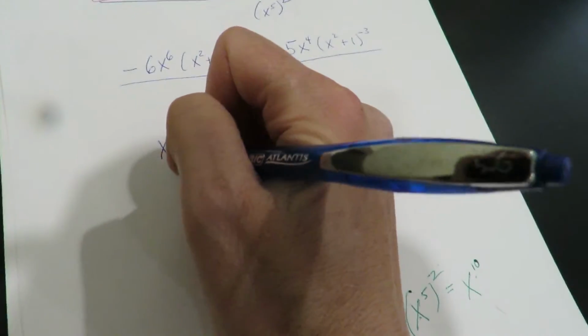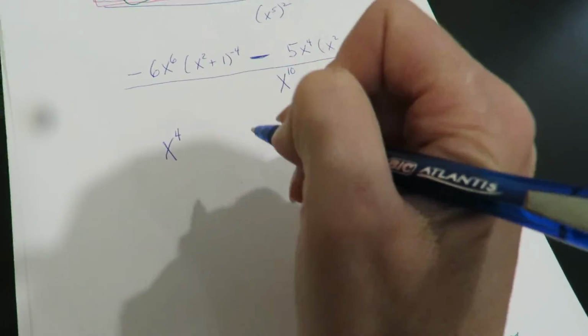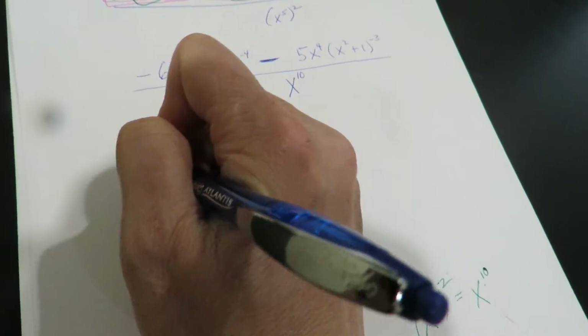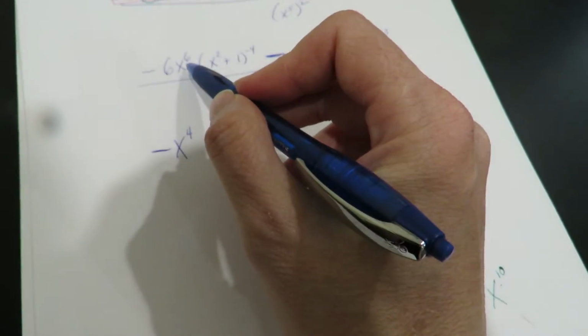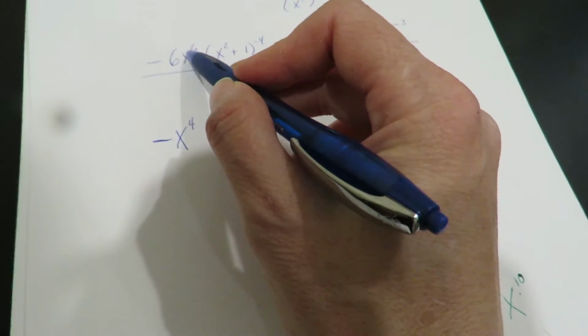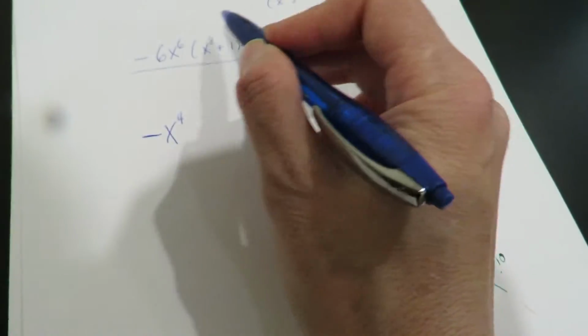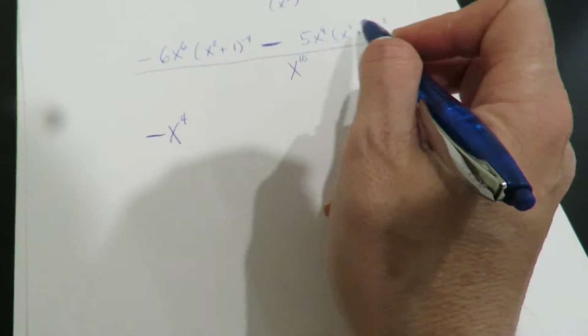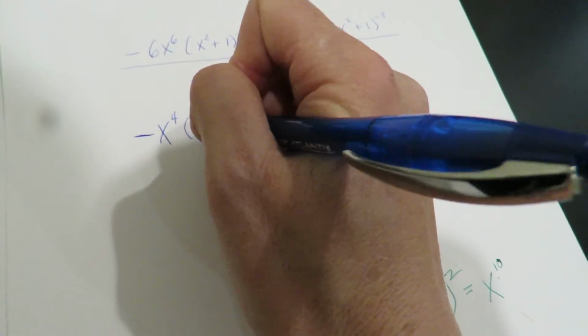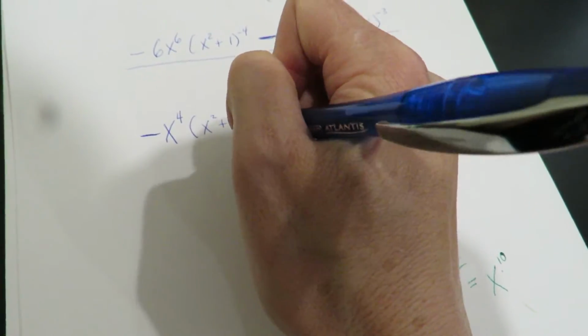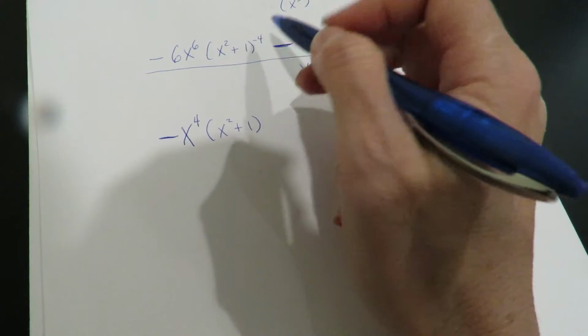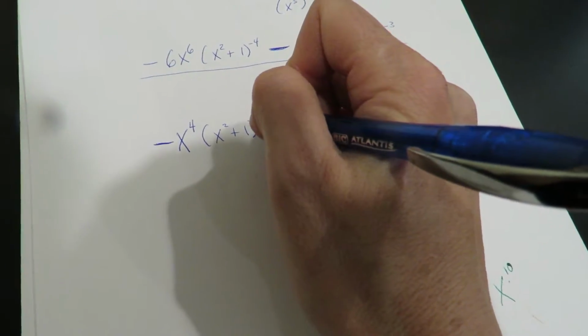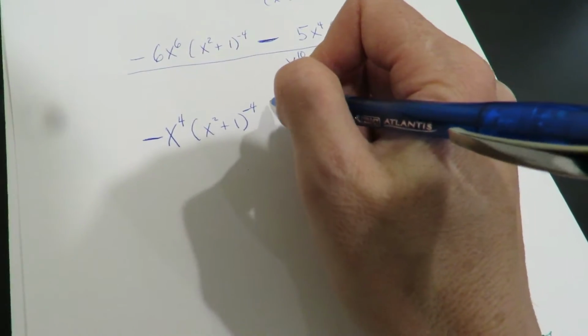Let's see. So I'll take out x to the 4th. I think I will take out the negative since they both have it. You don't have to. Okay, so I'm taking out x to the 4th because that's the lowest exponent. And for the binomial, what is the exponent we're going to take out? It's going to be x squared plus 1 to the, hopefully you're saying negative 4. So we got a 4 and a negative 4.